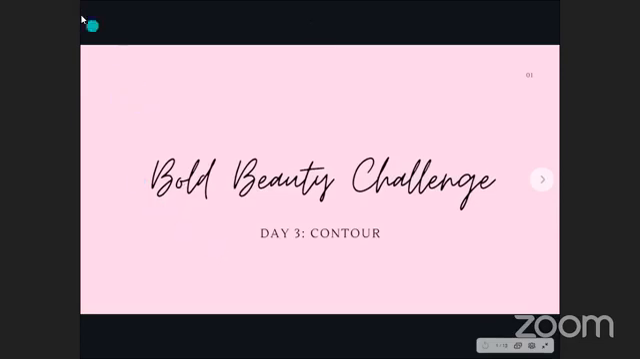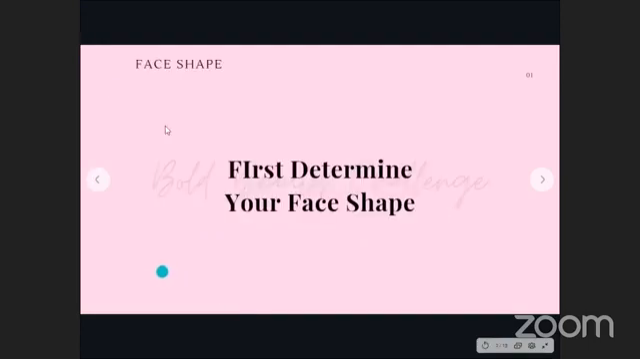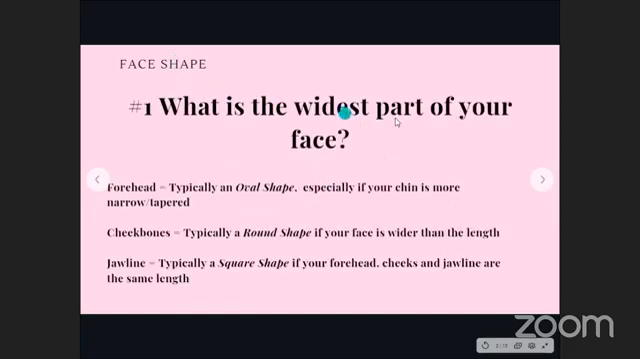Perfect. So we're going to start with your face shape. There are 3 questions you can ask yourself to determine your exact face shape, and I'll share mine as an example. First question is, what is the widest part of your face? If it's the forehead, it'll typically be an oval shape, especially if your chin is more narrow or tapered. So your jawline is a lot slimmer than your forehead.